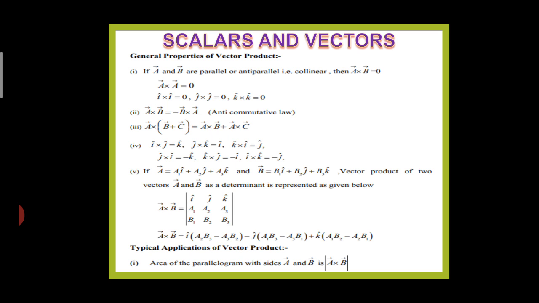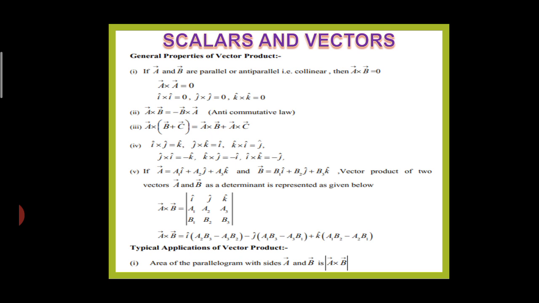If A and B are parallel or antiparallel, meaning collinear, then A cross B equals 0. Here A cross A equals 0, I cross I equals 0, J cross J equals 0 and K cross K equals 0. Second one is A cross B equals minus B cross A. This is the anti-commutative law.